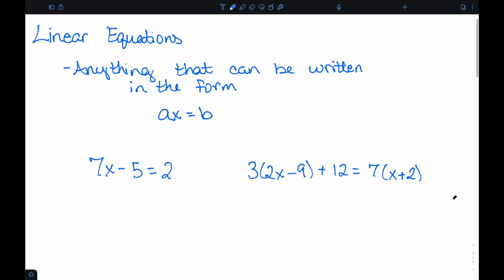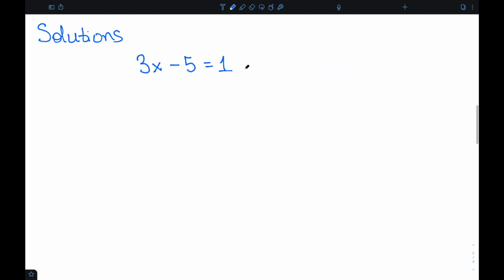Some examples, we could have something like 7x - 5 = 2, or something more complicated like 3 times (2x - 9) + 12 = 7 times (x + 2). We want to look at finding solutions to these linear equations. So first, what is a solution?